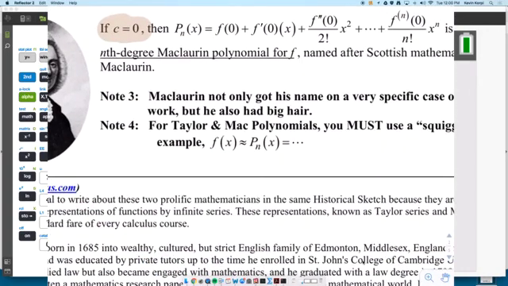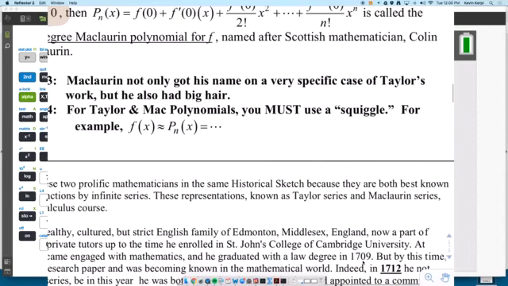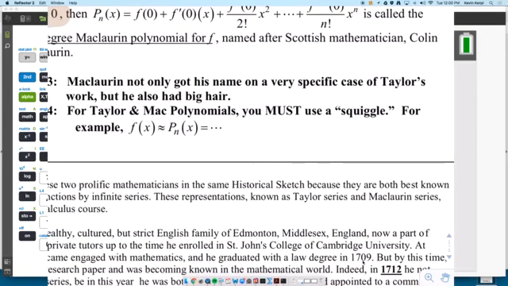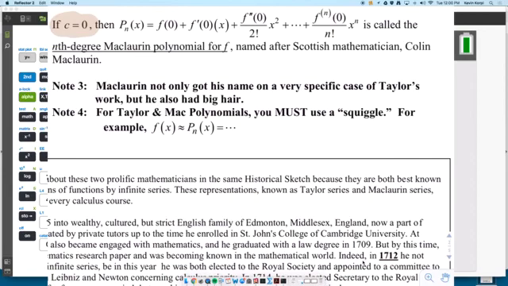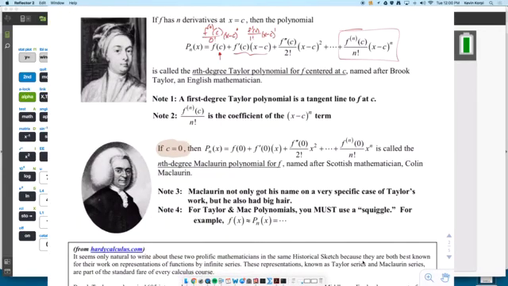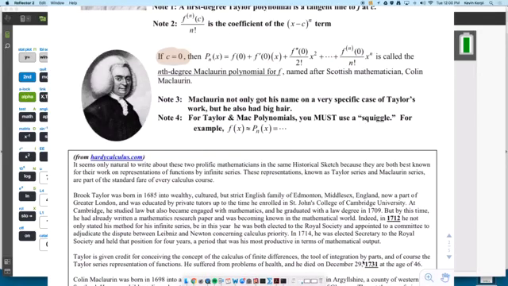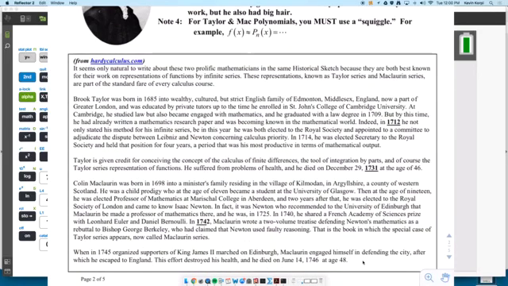Note 4. For Taylor and Maclaurin series or polynomials, you must use a squiggle. Why? It's the same reason as when we did linearization, because we are just approximating the function. They are only the same at the center. They're only approximated everywhere else, because these are actual polynomials, not series. And if you want to read all this, there you go. It gives a little bio of Taylor and Maclaurin.